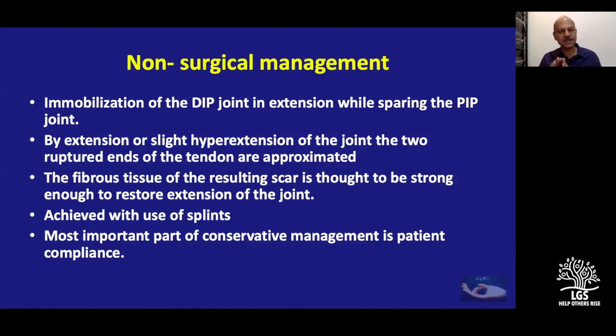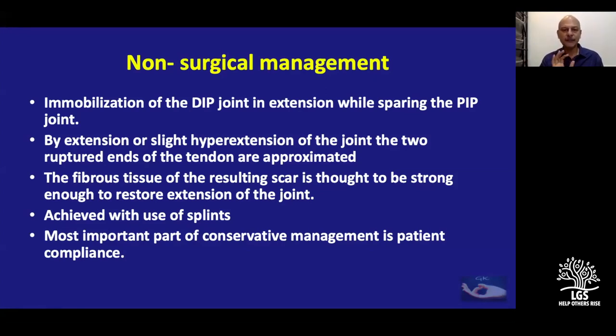That is what happens in a splinting. And you have a scar formation. Remember, the excursion of this tendon is only 4 millimeters. So what you want to achieve is a good healing. Good scar formation over there is enough. The fibrous tissue of the resulting scar is thought to be strong enough to restore the extension of the joint. This can be achieved, as we have seen, with the use of splints.